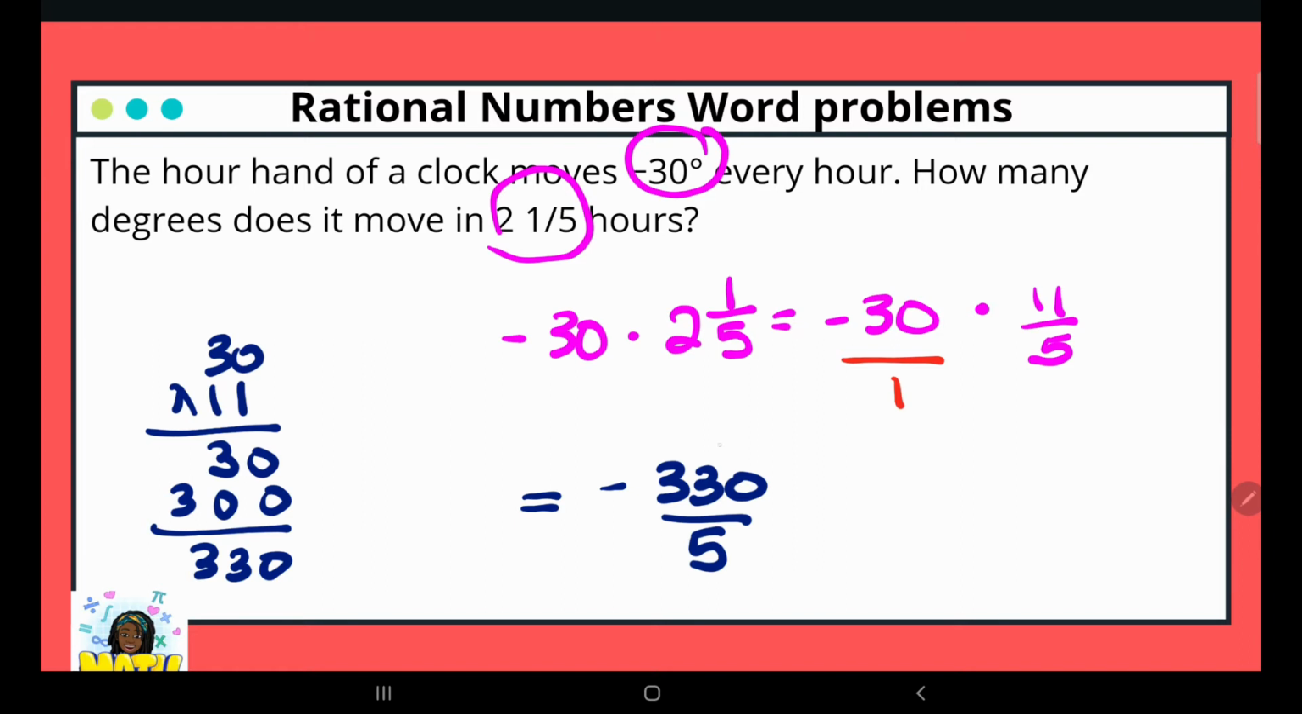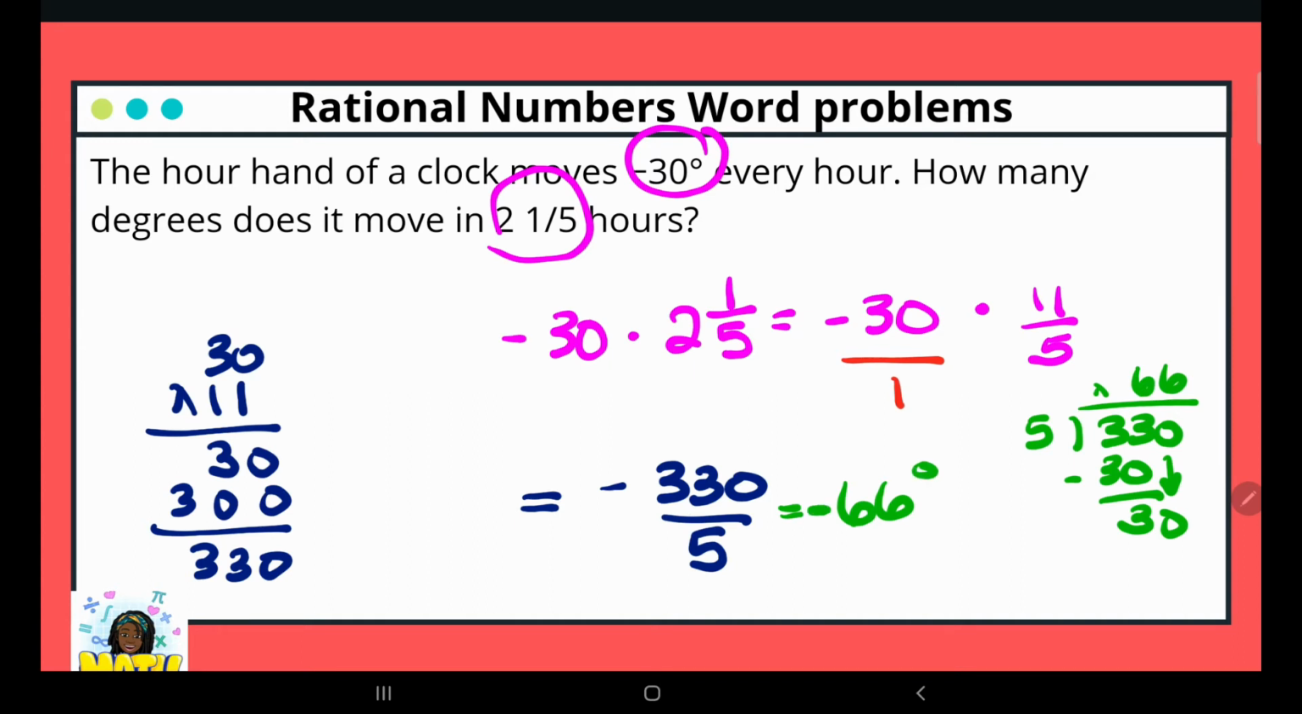We're going to simplify by using division, because the fraction bar denotes division. All right, so 330 divided by 5. 5 does not go into 3. It does go into 33 6 times. 6 times 5 is 30. Bring down the 0. 5 goes into 30 6 times again. So this simplifies to 66, but not just 66, a negative 66, because I'm dividing a negative number by a positive number. So how far did it move? It moved negative 66 degrees in 2 1/5 hours.